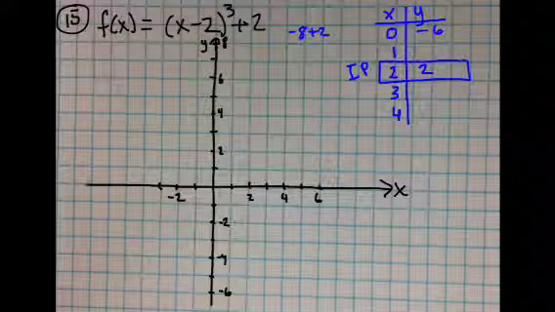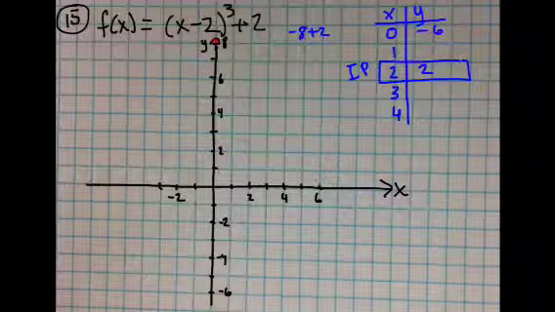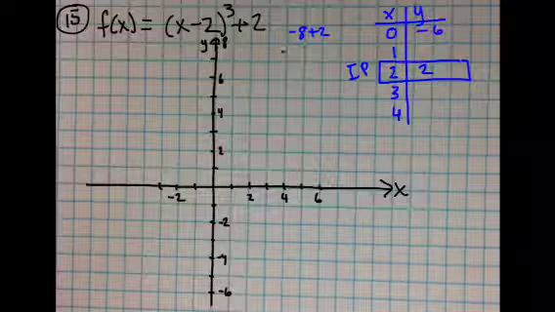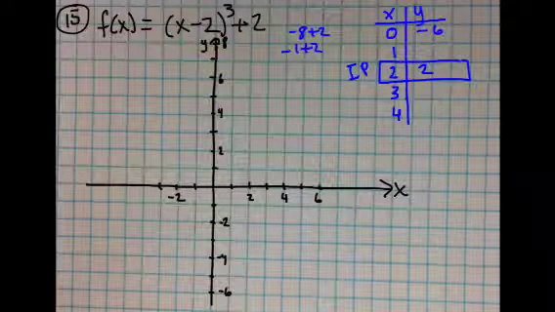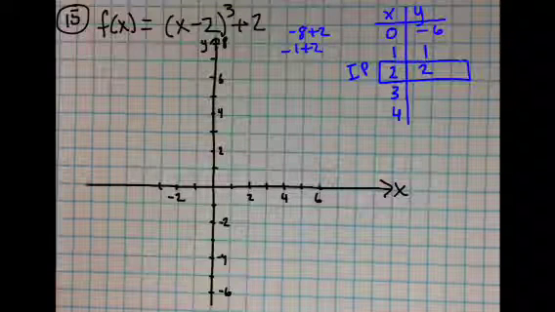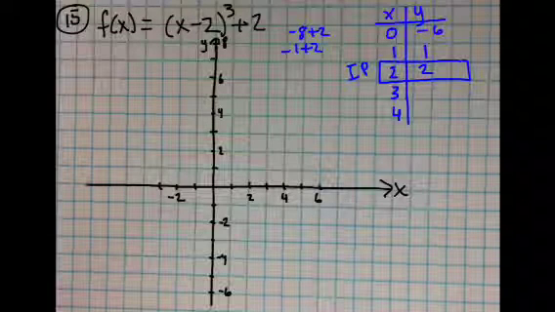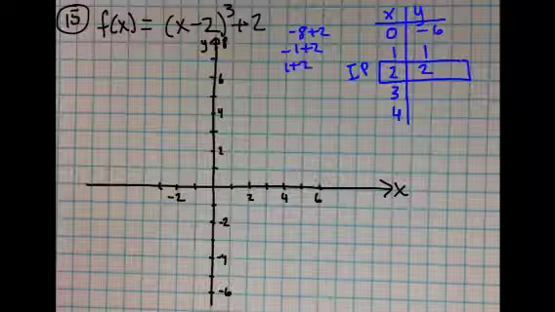And then if x is 1, I'm going to again replace the x with a 1. So this is 1 minus 2, which is negative 1. When I cube it, it stays negative, so it's negative 1 plus 2, which is 1. Okay, then I plug in the 3. So I put a 3 here. So 3 minus 2 is 1. 1 cubed is 1. 1 plus 2 is 3.